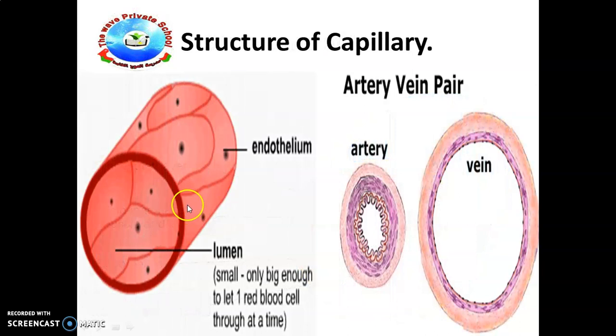So here you can see the structure of a capillary. As I told you, it has a lumen, and this is the endothelium. The lumen is small, only big enough to let one red blood cell through at a time. So the function of the capillaries is to take nutrients, oxygen, and other materials to all the cells in the body, and to take away their waste materials.